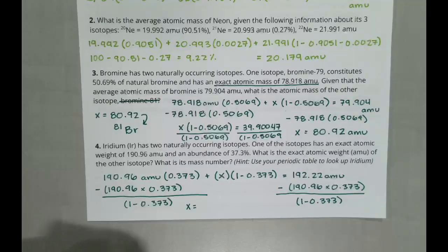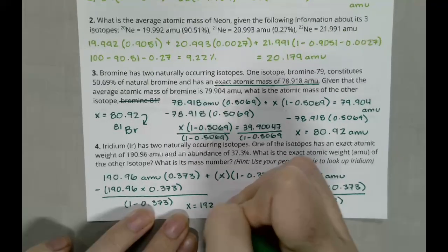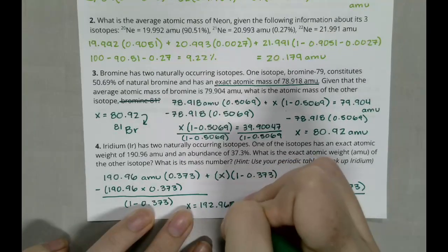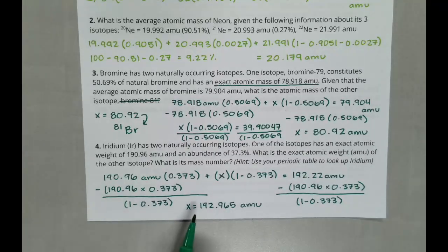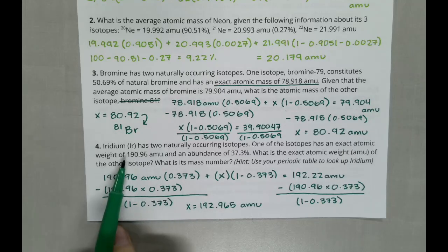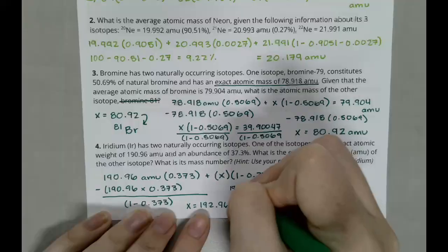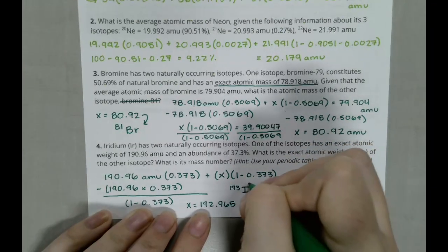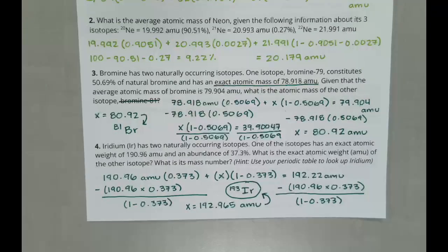Pause the video, try it out. All right, I got 192.965 AMUs. What do you think? What is that? Well, 192 rounds to 193. We know that one of the isotopes was probably iridium 191 because this is pretty close to 191. This is probably iridium 193. So I'm betting that's my answer on this one. 193 iridium. I ran out of space, but there it is. That's my final answer.